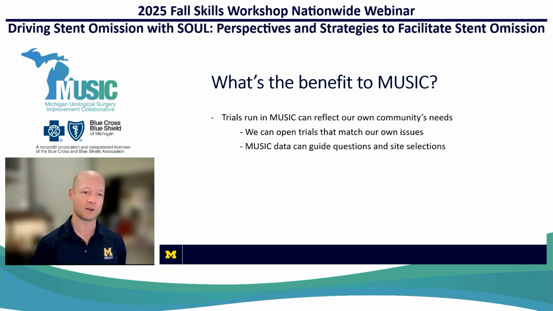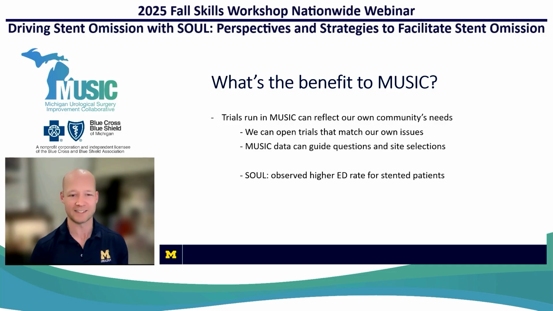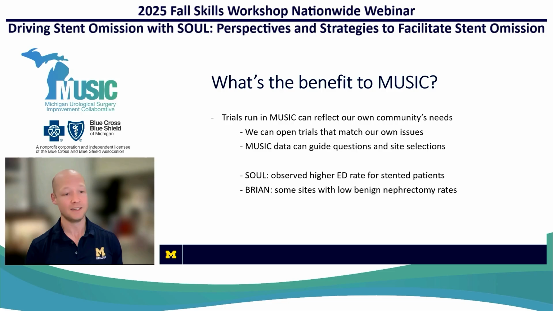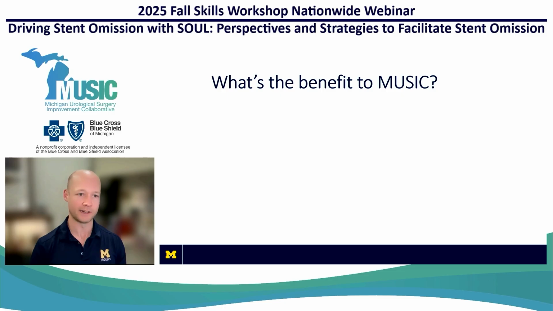So specifically, some of the trials that I've been involved in and we're running include the SOUL trial. We observed previously that there are higher ED rates for stented patients, but we needed to prospectively test this. We do know that this actually applies to our patients because of existing data, though. And similarly, when we go to pick which sites to run our trials in, for example, in our Brian trial that we're sending into PCORI in the next cycle, we saw that there was some variability in what the benign nephrectomy rates were, and some sites had lower benign nephrectomy rates, and it really impacted how we're designing that trial and which sites to put in it.